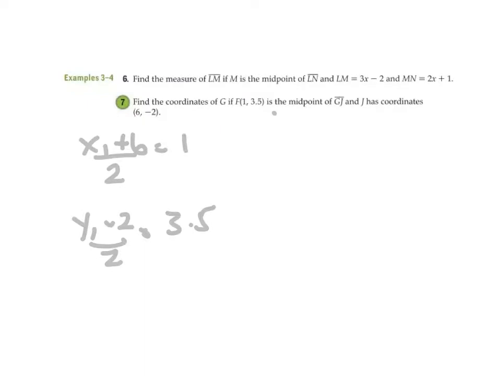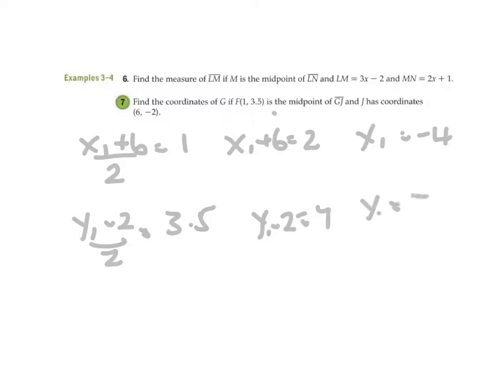Okay, so now let's go back to the x's and the y's. We're going to multiply both of them by the 2, so you're going to have x1 plus 6 equals 2, and y1 minus 2 equals 7. Okay, you're going to subtract 4 from both sides, so x1 is going to equal -4, and you're going to add 2 to both sides of the y, so y1 is going to equal 7.